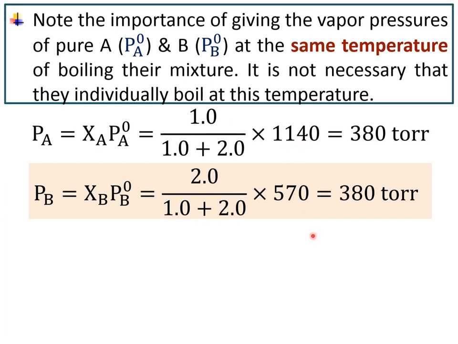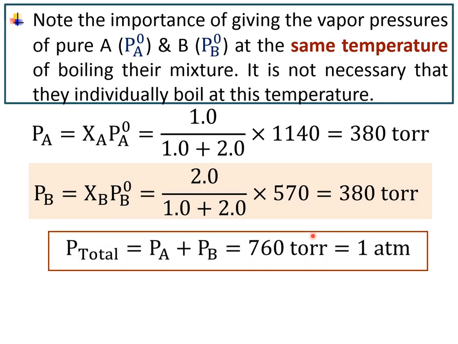So their partial pressure in the vapor phase became the same. So we could, of course, if you add both partial pressures of A and B, you will get the one atmosphere, which is supposed to be the pressure of boiling the solution. So now we want to use Dalton's law to get information about the composition in the vapor phase.